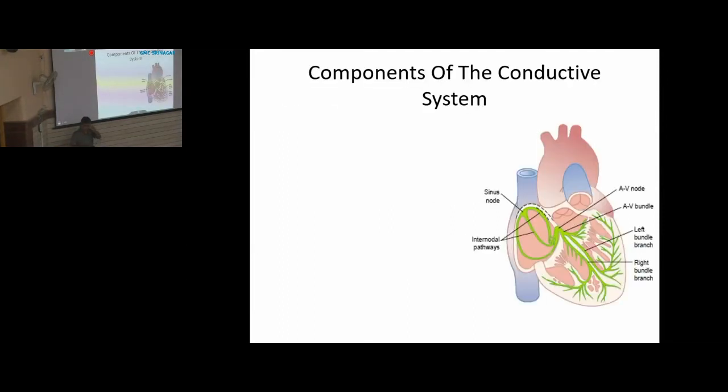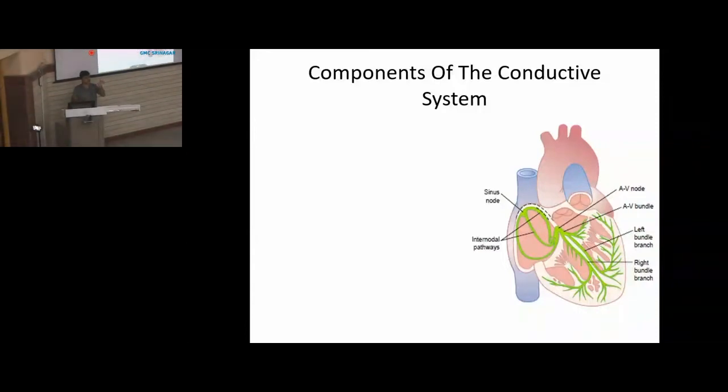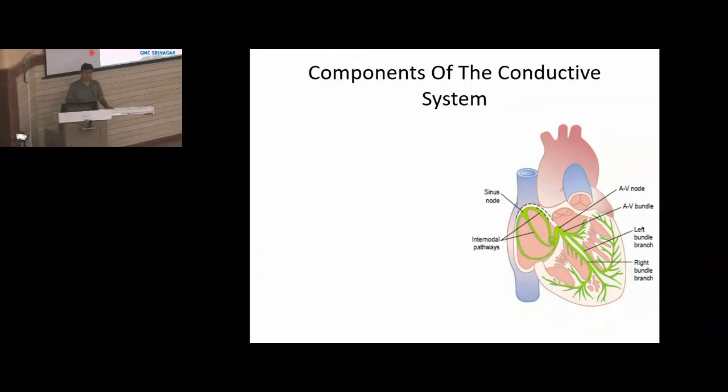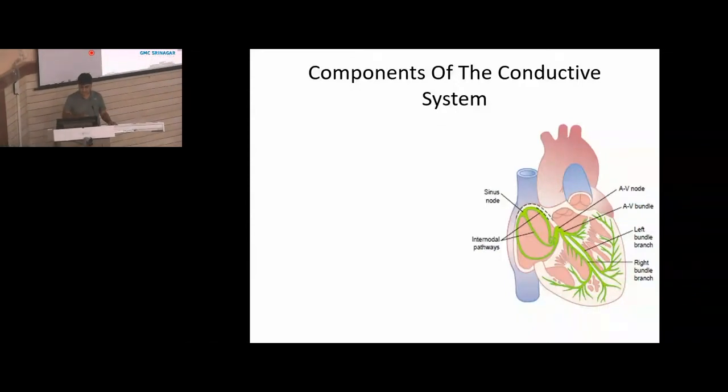Now what are the components of this conductive system? What forms the conduction system of the heart? There are different components. As we all know, which is the pacemaker of the heart? The SA node, sinoatrial node. We say that is the pacemaker of the heart. It generates the impulse, which is then conducted to the other parts of the heart. So naturally that will form the first component of the conduction system of the heart.